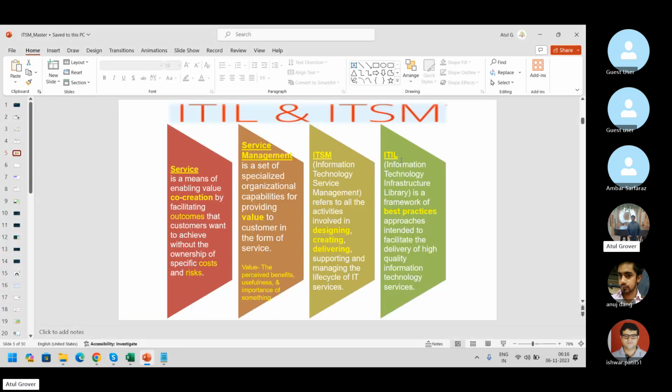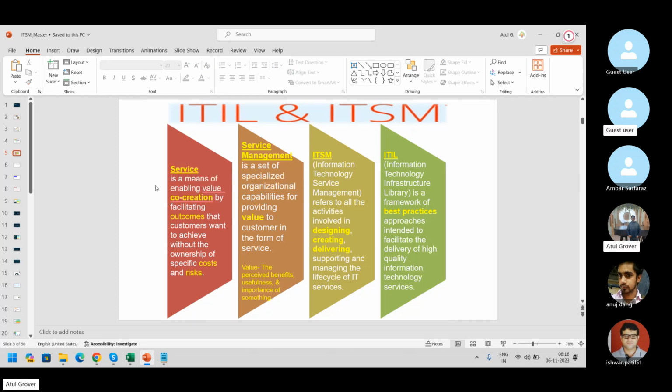Okay, now come to the definitions part. Today and tomorrow, we're going to discuss ITIL and ITSM. Then we start with ServiceNow as well. So we know what a service is. In this service, I added a new word: co-creation.